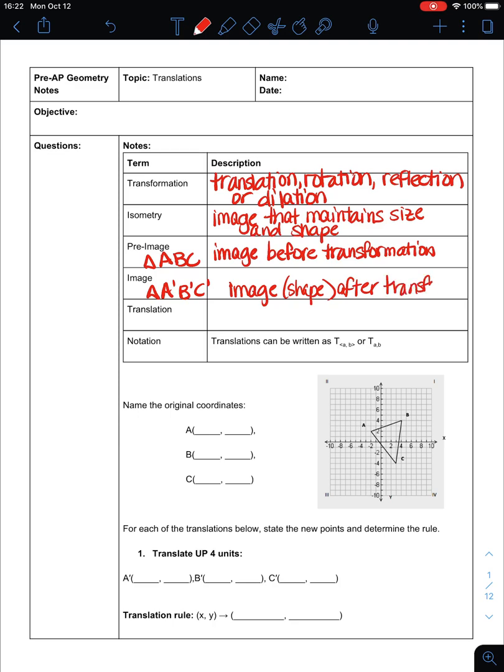So we are going to focus today on translations. A translation is a slide. It's got that SL in translation to help you remember that it slides. So we are going to be sliding an object in the X or Y direction.